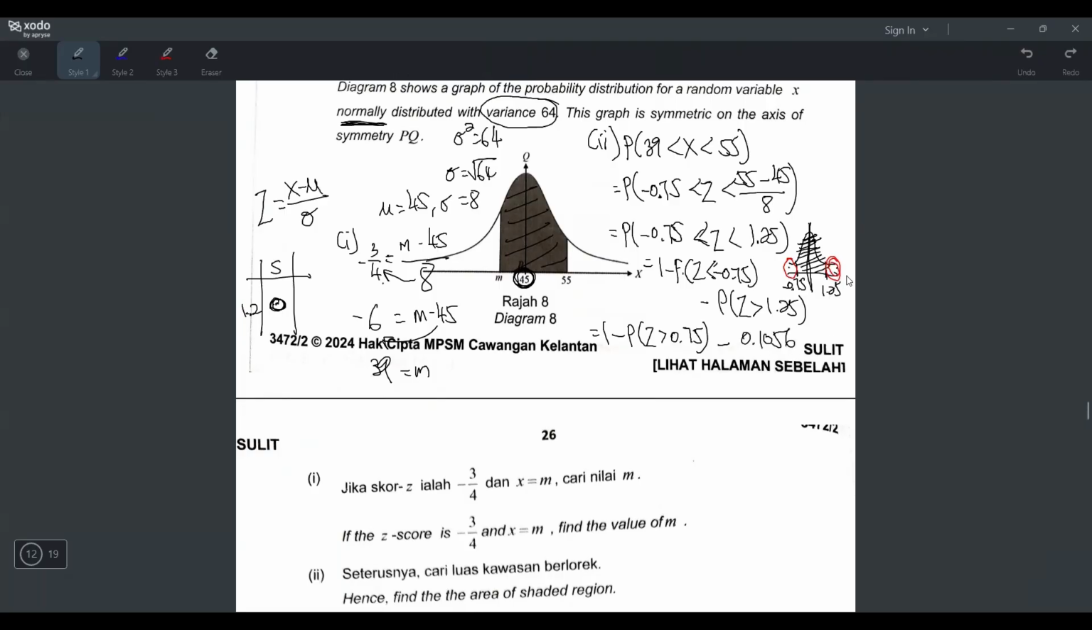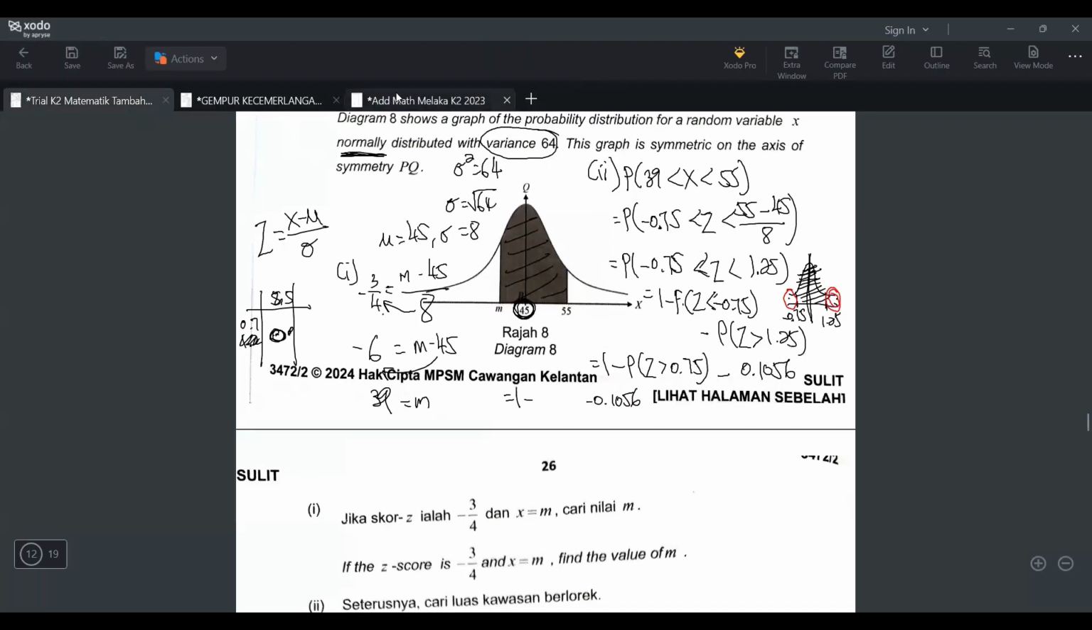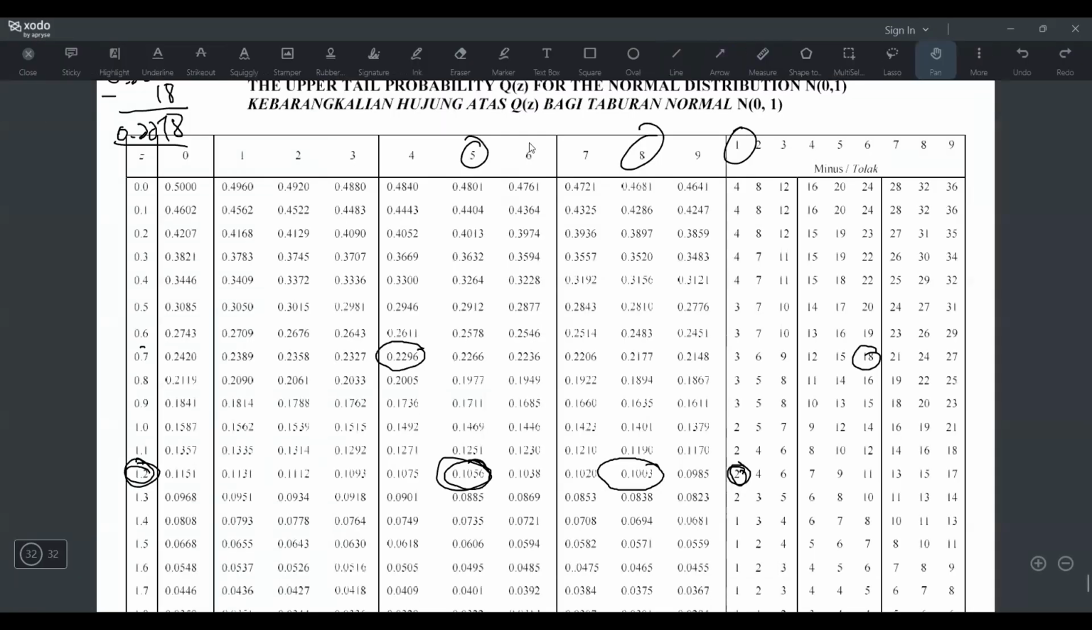Okay, but this region later we don't want, we have to minus. Okay, next step, 1 minus. This one we can refer to the table later, and then the 0.1056, just write it here. Okay, what is P(Z) bigger than 0.75? Same thing, you just go to your Z value table. This time you go and find 0.75 and then just read the answer.